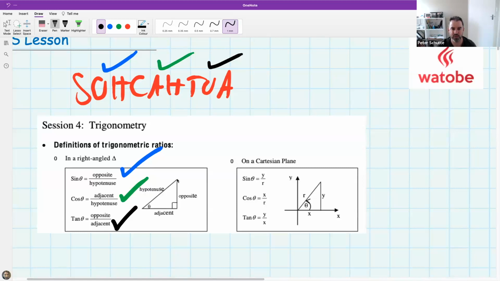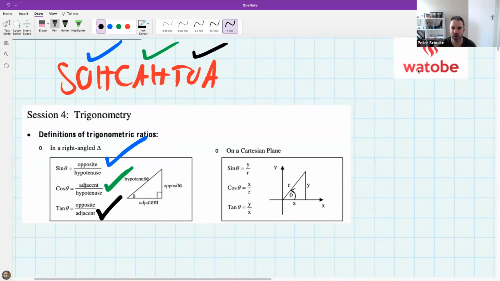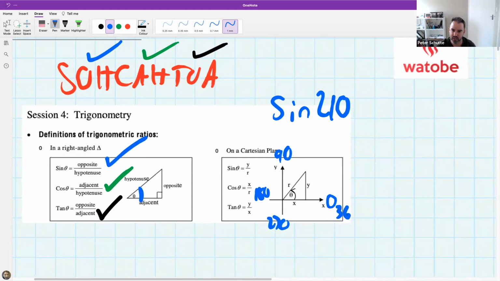Now in grade 10, we just stay with a right angle triangle, but in grade 11, we extend the angle past 90 degrees. So say, for example, I tell you something like the sine of 210. It's hard to imagine an angle being 210, or it can't be possible in a normal triangle. The way we get around this is we think of the angles being on a Cartesian plane, and we think of each axis being like this. And so the sine of 210 actually forms a triangle in quadrant number 3, where the angle of 210 would be.